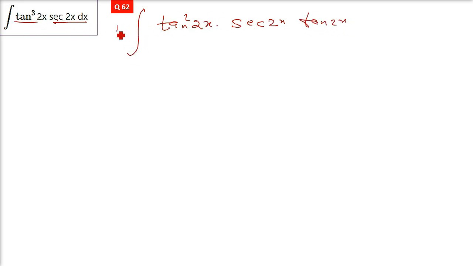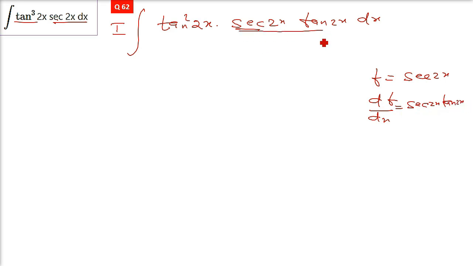Okay, let's integrate this now. We have this dx. Sec x differentiation is sec x tan x. So when you put t equals sec 2x, dt by dx will be equal to sec 2x tan 2x. Okay, one more thing is 2x will be differentiated and it will be 2 in the denominator. I have not written it, but I'll include it in a later part. Don't think that I have forgotten it. I'll use it in the later part.